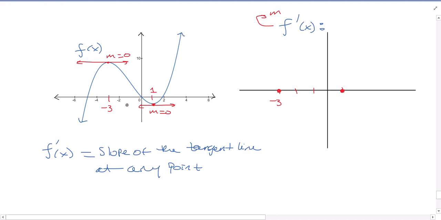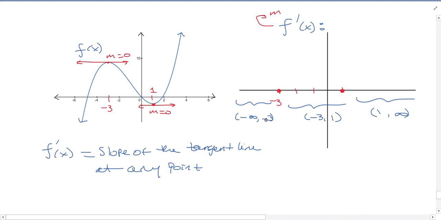So now I have intervals to look at. What about from -infinity to -3? What's happening? Then from -3 to 1, what's happening? And then from 1 to infinity. So finding where the derivative is 0, where we have horizontal lines, helps me break up the real line, and now I can look at each individual interval.